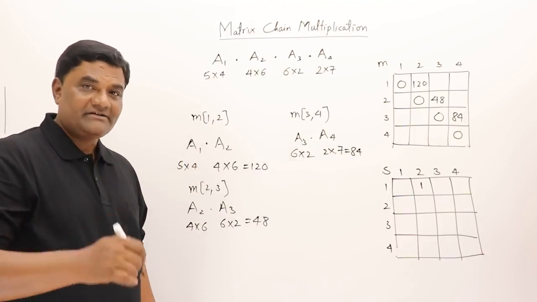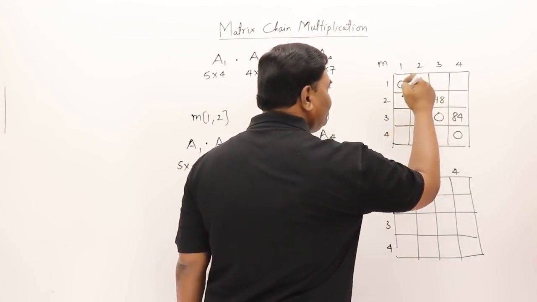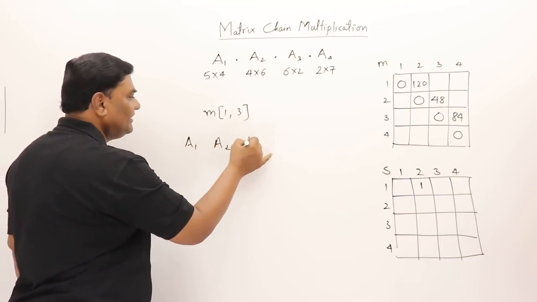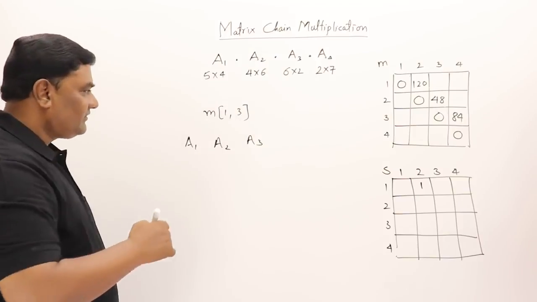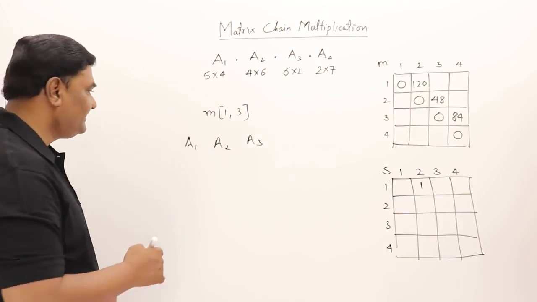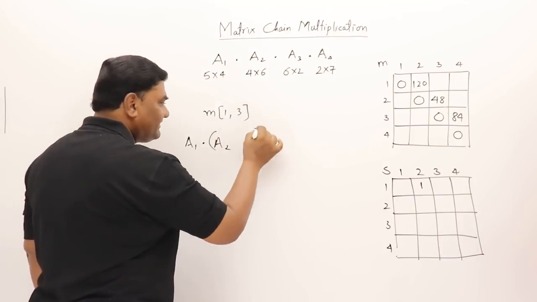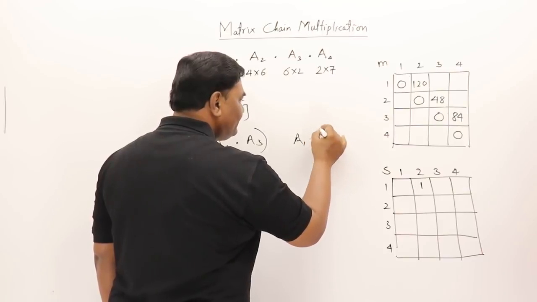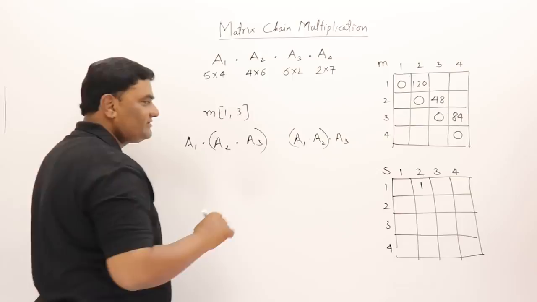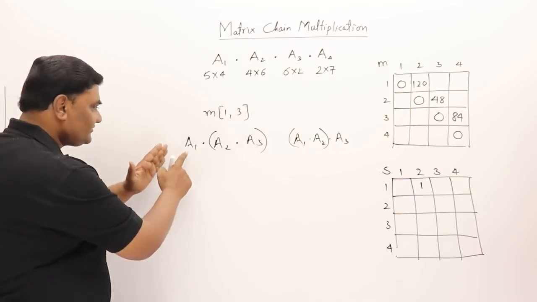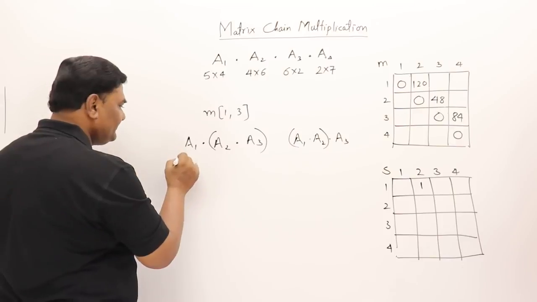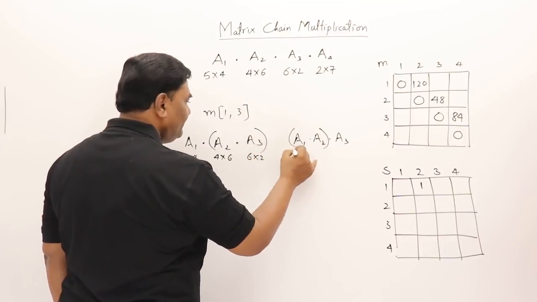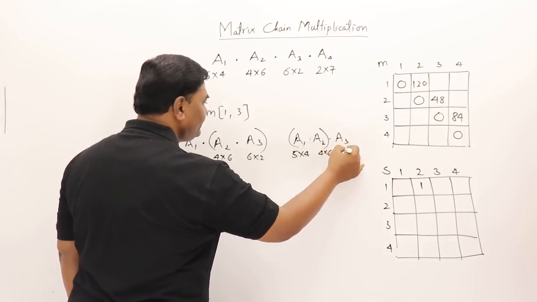Now we'll select 3 matrices. So I will find out M of 1 comma 3. M of 1 comma 3 means A1, A2 and A3. So when I consider all 3, there are two possibilities. One is A1 is multiplied with the result of A2 and A3, or first A1 and A2 are multiplied and their result is multiplied by A3. There are two possibilities. Now what are the dimensions of these? 5 cross 4, 4 cross 6, 6 cross 2.